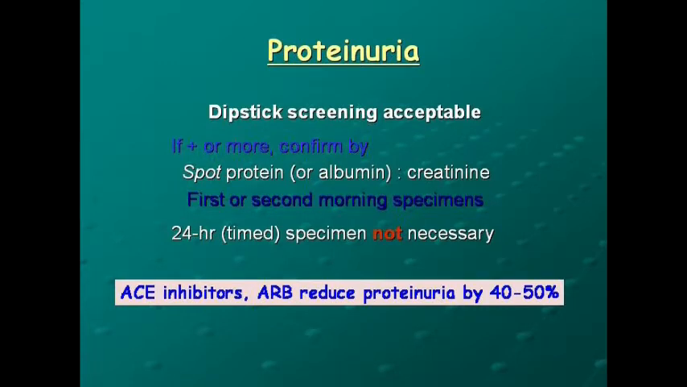Now the other important predictor of progression of kidney damage is proteinuria, and it generally suffices that one could just do a dipstick in the outpatient, and if it is 1+ or 2+, then you try to quantitate either on a spot sample or on a first or second morning sample. In most instances, you do not require 24-hour specimens. They are so cumbersome to take. So a spot urine protein creatinine ratio could be used in most instances for monitoring proteinuria.